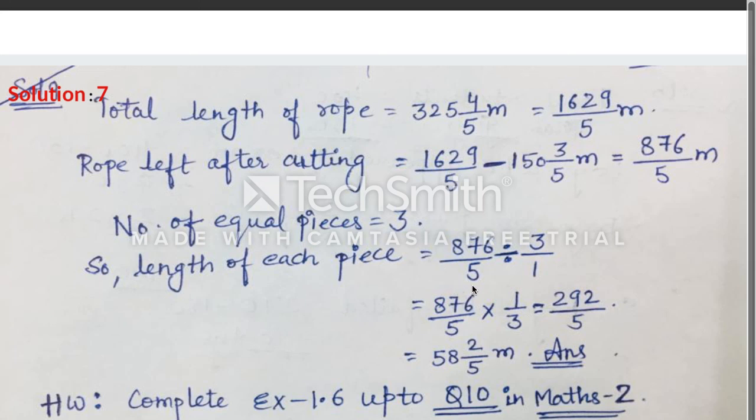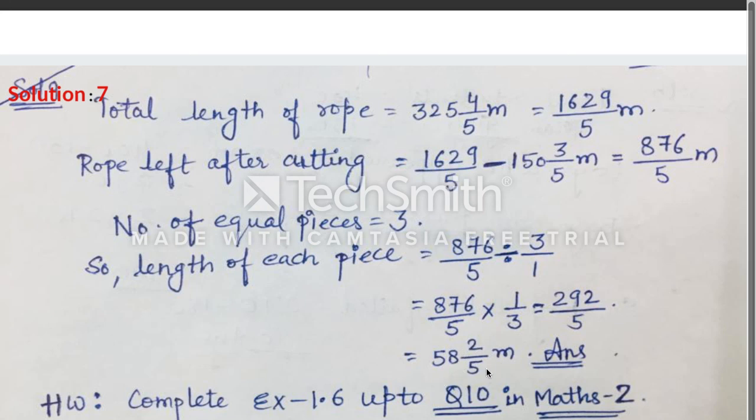This is the remaining rope length, and number of pieces is 3. So divide the remaining length of the rope by 3. And division changes to multiplication. Reciprocal of 3 by 1 changes to 1 by 3. Solve it out. It comes out 292 upon 5. And in mixed fraction, it comes out 58 2 by 5 meter. This is the length of each equal piece.